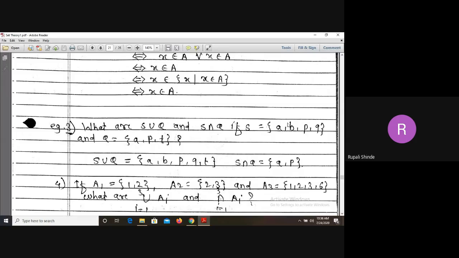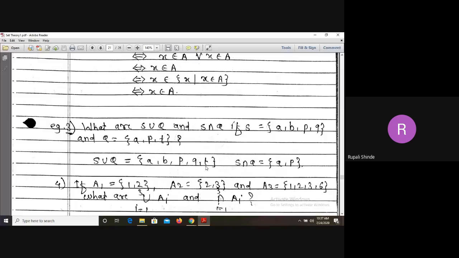First we will write the elements of set S, and those elements are A, B, P, Q. Those we have written here. Now we will check set Q. If there is any repeated element, then we will skip it. A and P are repeated, that's why we are going to skip them. What is remaining? Element T, which is present in set Q only. That's why S union Q is equal to {A, B, P, Q, T}.